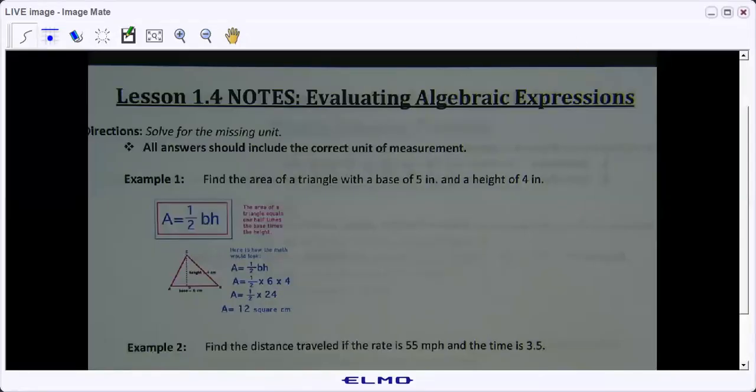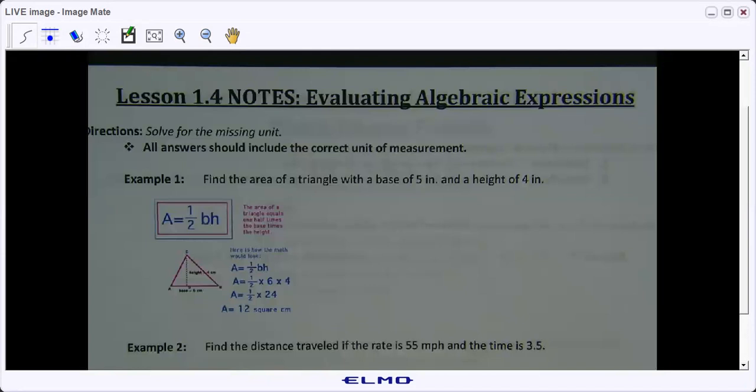Okay, so we're gonna start lesson 1.4. Again, this is not new, it is review. Basically what we're doing is we're looking at a problem and we're gonna use a formula or an expression that have variables in it. We're gonna plug in the information that they give us and we're gonna solve a problem, okay?